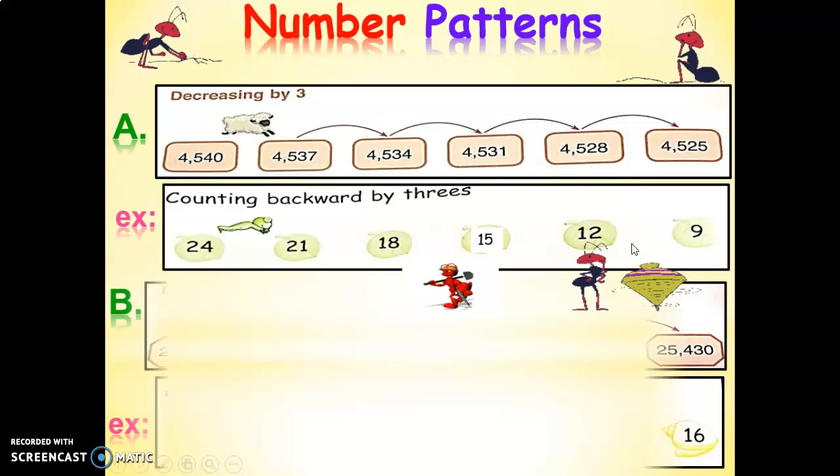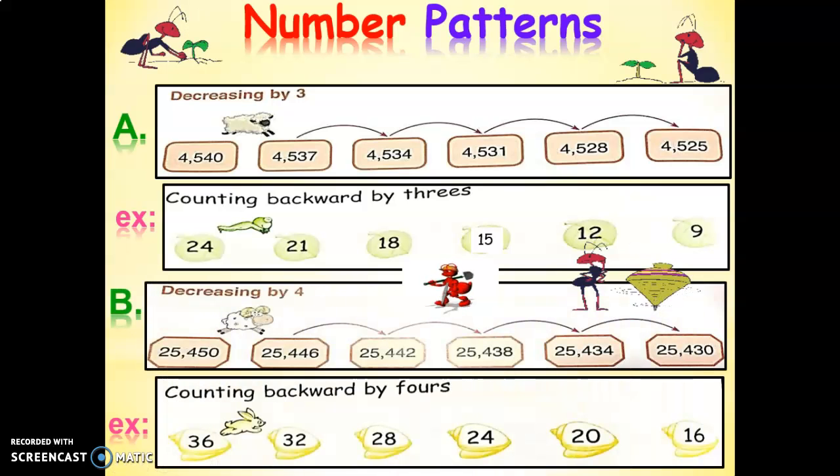Now for the next number pattern, we have decreasing by 4. It's the same as saying counting backward by 4s. These are our examples. From 25,450, we count backward by 4s to get these numbers. Look carefully at every number. And now, the last number is 25,430. Another example for counting backward by 4s: we have 36, 32, 28, 24, 20, and 16.